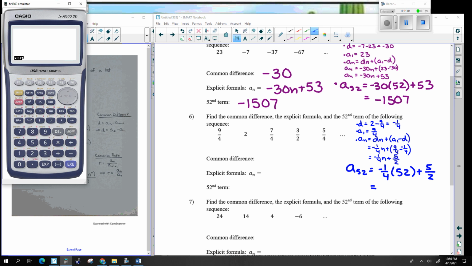oh, I see what I did wrong. Sorry. Okay. Careful, I had to make sure everything is in parentheses. All right, so here we go. The common difference was -1/4. AN is equal to -1/4 n plus 5/2. And the 52nd number is -21/2.